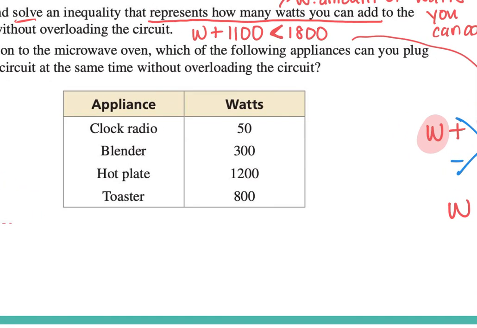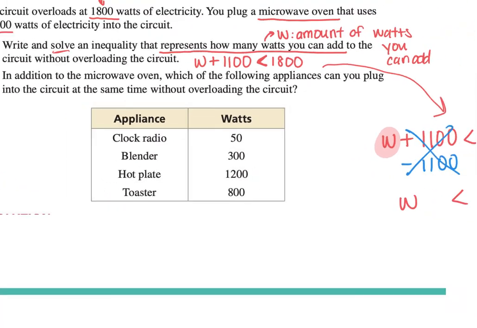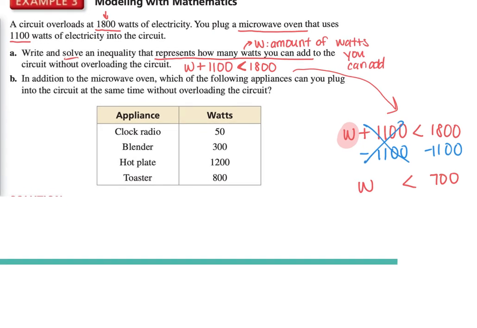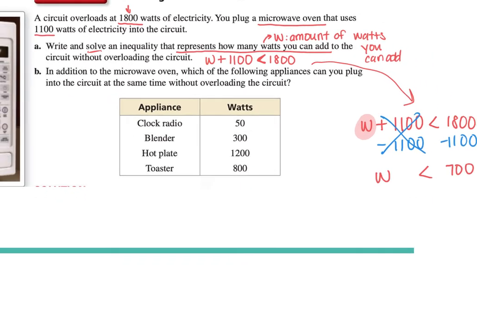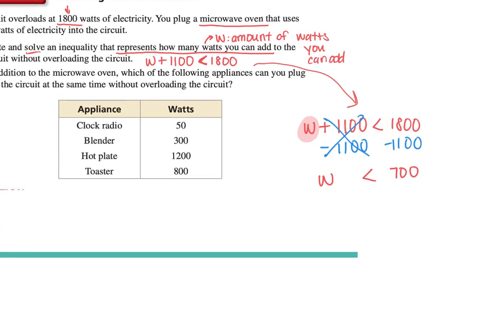So you should already have this table written down. If you don't, pause the video and copy it down, okay? And we've got appliance and watts. We're going to put a check mark if you can add that. Is a clock radio okay to plug in? Well, we have 50. Is 50 less than 700? Boom, it sure is. Can we plug in the blender? Is the blender less than 700?